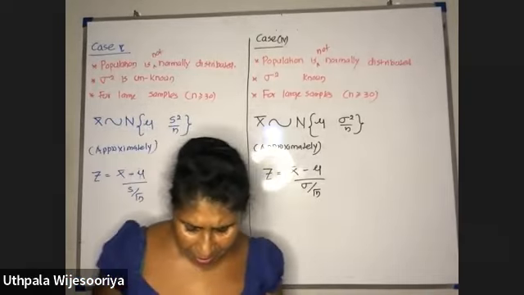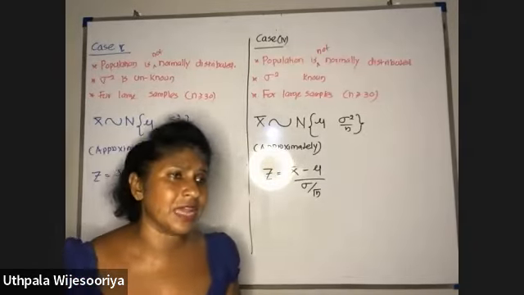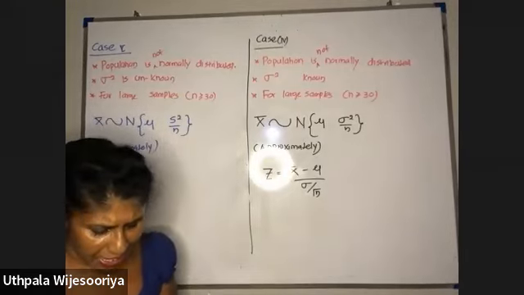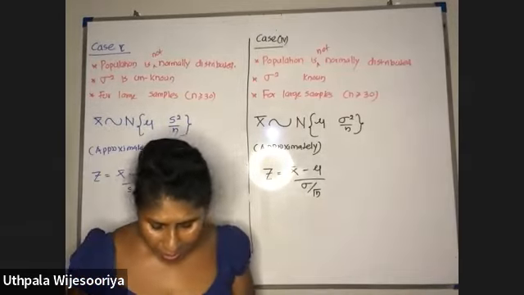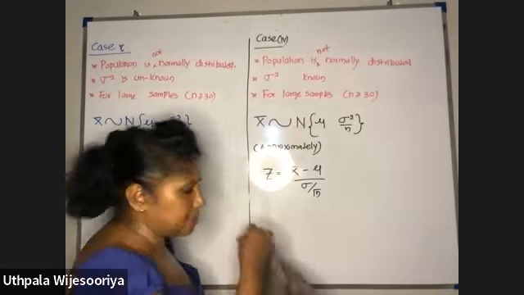One more thing: I have given a case number 6, but we are not using it for calculations. What is case number 6? The population is not normally distributed.